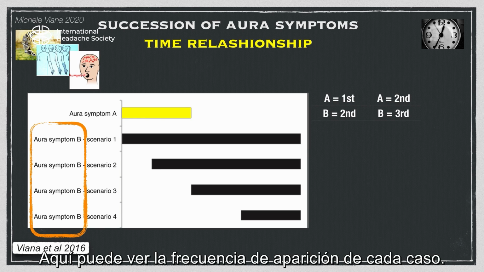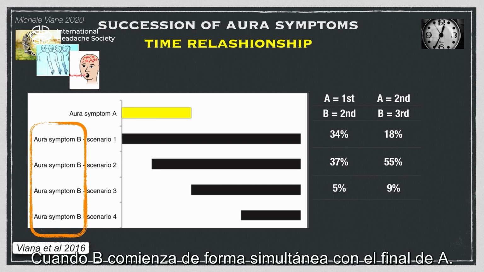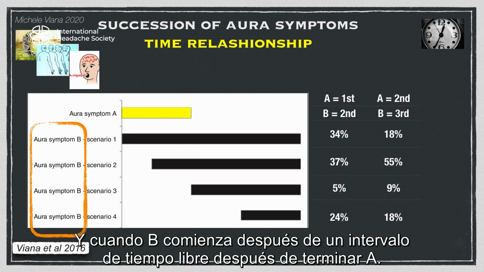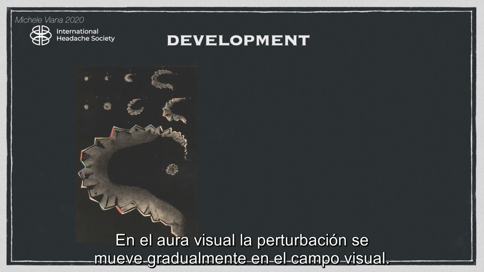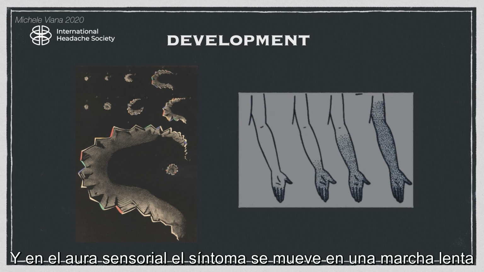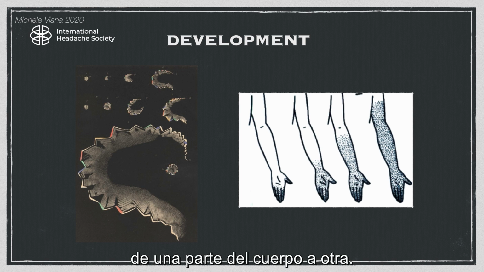Here you can see the frequency of occurrence of each case. When they start together, when B starts during A, when B starts simultaneously with the end of A, and when B starts after a free interval of time after the end of A. The gradual development is one of the most important features of aura. In visual aura, the disturbance gradually moves in the visual field, and in sensory aura, the symptoms move in a slow march from one part of the body to another.